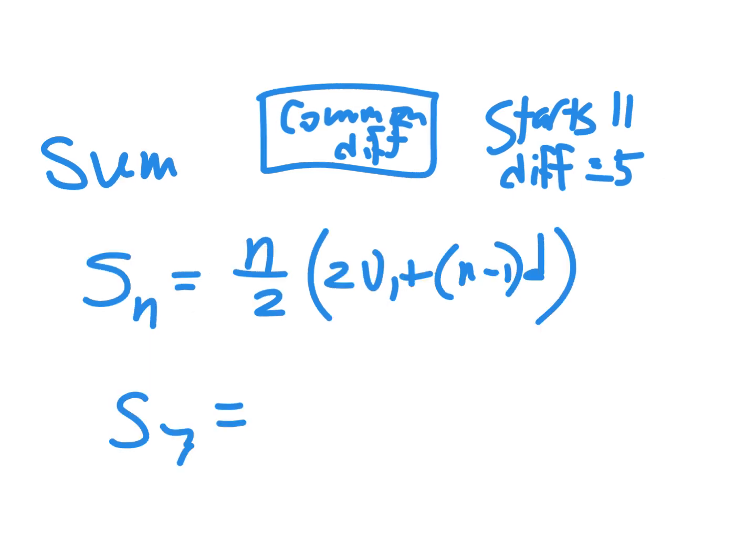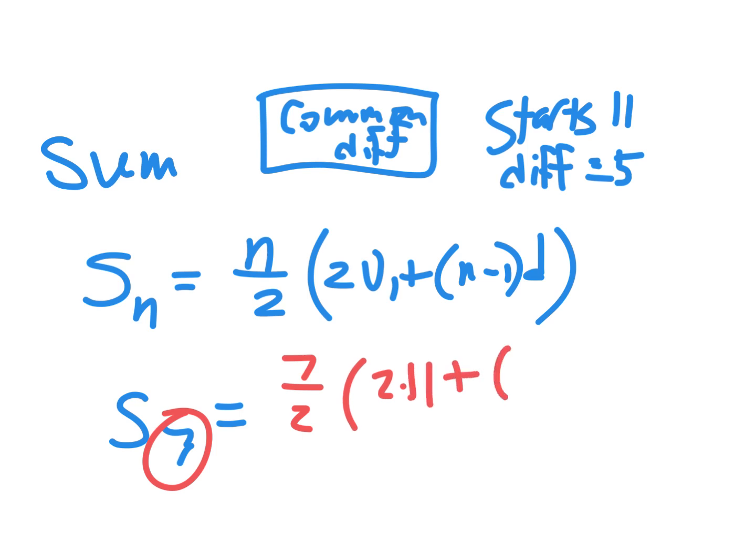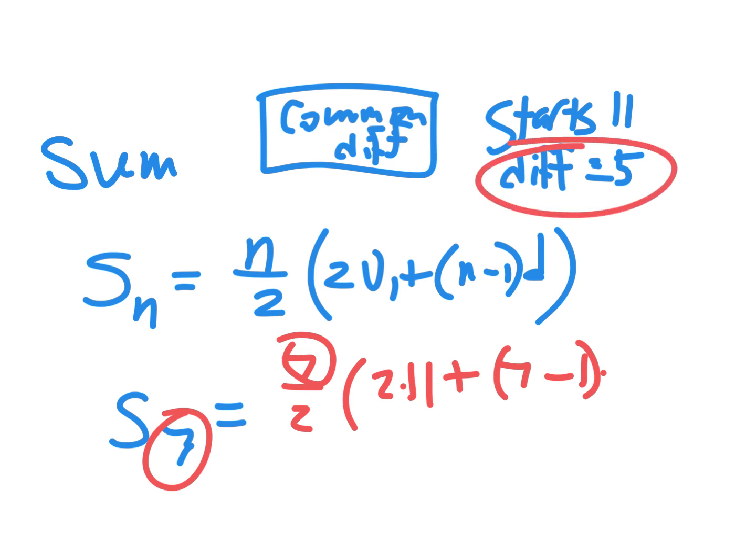Here's how you should have started putting it in. n, what's the n? It tells you the n right here. So 7. 7 over 2 times 2 times u sub 1. If they only would have told me how to start with. Yeah, u sub 1 is 11. Plus n minus 1. What's n again? It's the same exact 7. It's 7 again. Minus 1 times d. Common difference finally needed. 5.